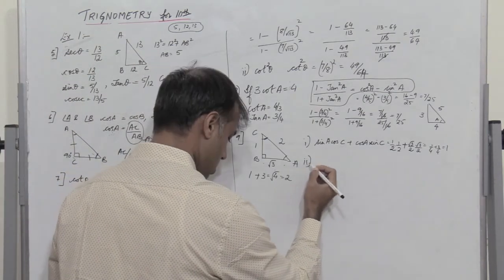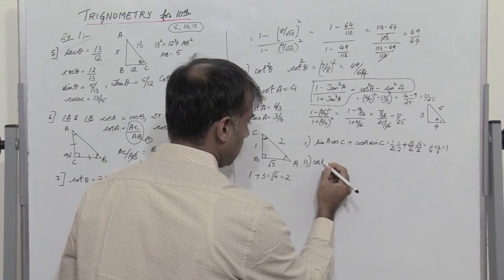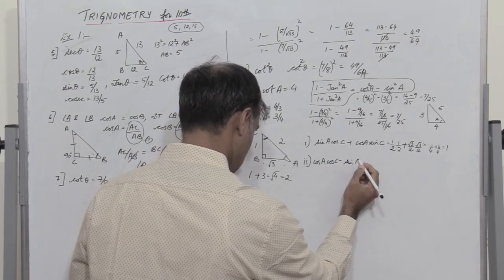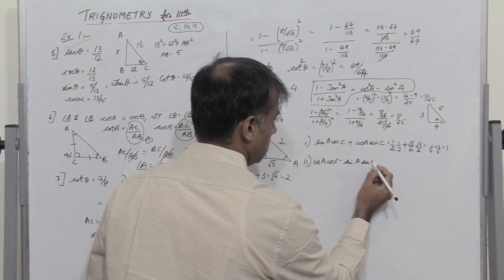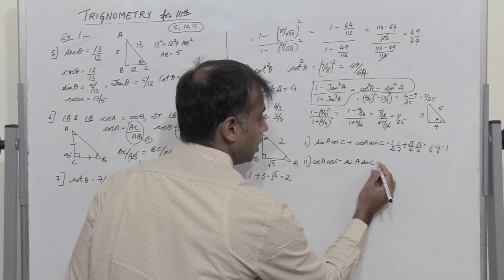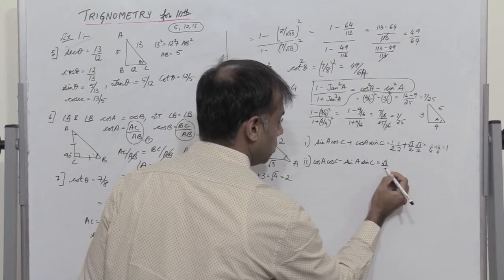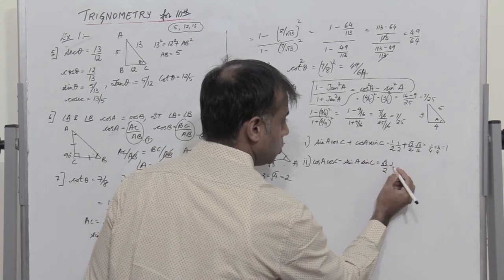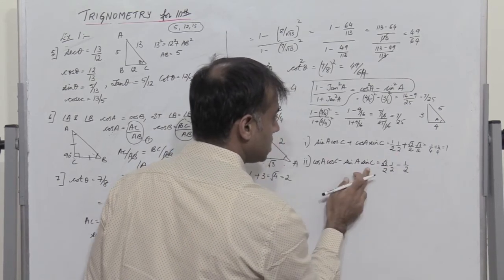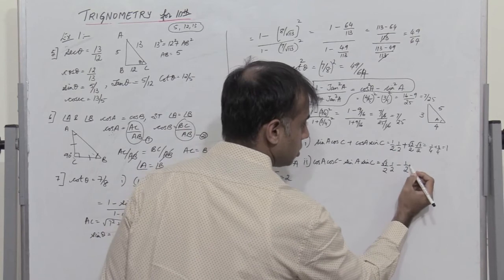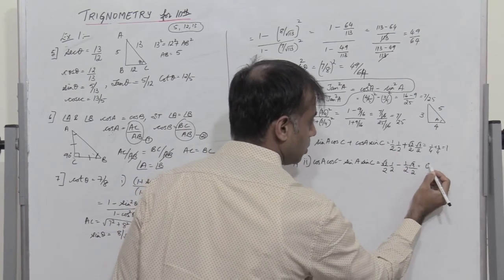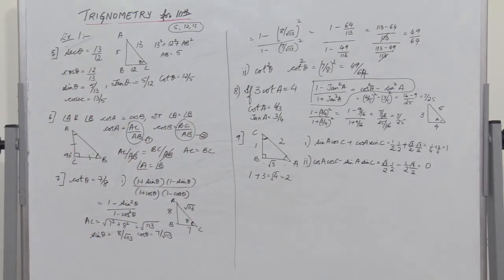The next one, we have cos A into cos C minus sine A into sine C, right? So again, cos A, we've already written, is root 3 by 2. Cos C is 1 by 2, minus sine A, which is again 1 by 2 here, and sine C we have written here, which is root 3 by 2. So it is root 3 by 4 minus root 3 by 4, we get 0.